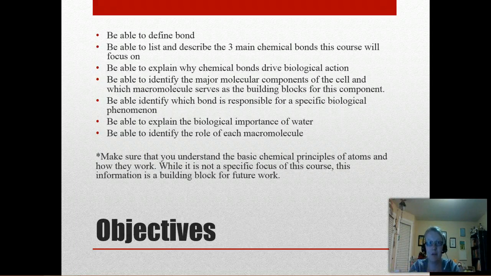Please make sure you review these. These are the things that you'll be tested on for the exam, but more importantly, these are the big concepts that we need to make sure we're grasping from Chapter 2. And there's this little asterisk here at the bottom about making sure you understand the basic chemical principles of what an atom is and how they work and what electrons are. Make sure that you have those building blocks before you continue on in this class, because it's going to help you tremendously if you understand those.